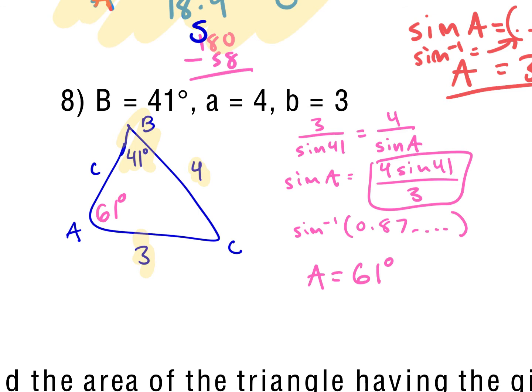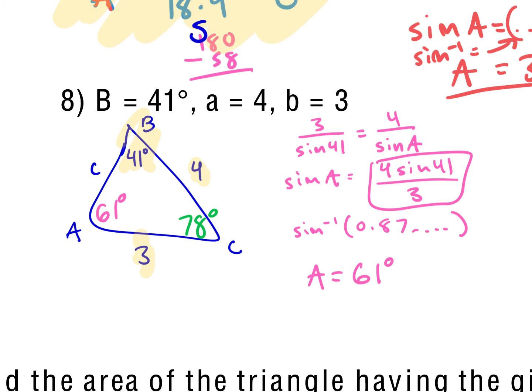This is 8. How do we find angle C? You add them and subtract from 180. So what do we get for angle C? 78.